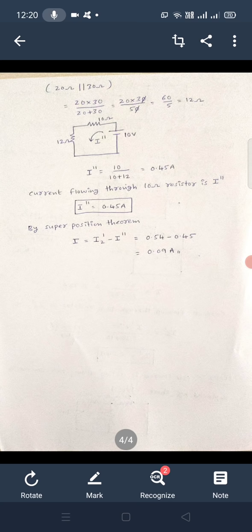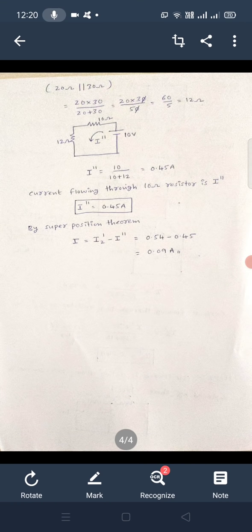Then the equivalent circuit will be a 10 volt source in series with 10 ohm in series with 12 ohm. Then current I double dash, by using Ohm's law, we will get 10 divided by 10 plus 12, that is I double dash equals 0.45 amperes. Now the current flowing through the 10 ohm resistor is I double dash, equal to 0.45 amperes. Yes, in two cases we have calculated the current flowing through the 10 ohm resistor.